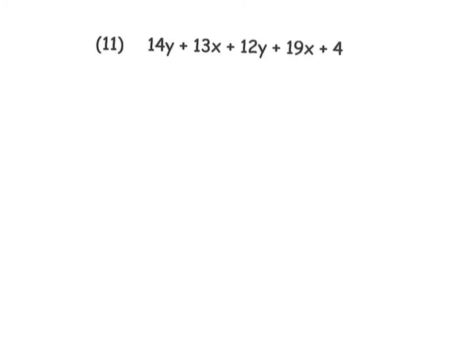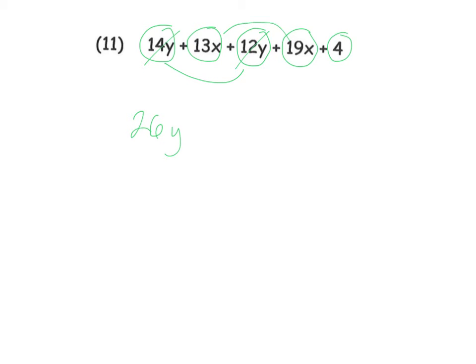Number 11, my terms are 14y, 13x, 12y, 19x, positive 4. So 14y and 12y are like terms. That's going to give me 26y. I've got a positive 13x and a positive 19x. That's going to be positive 32x. And then the 4, I don't have any like terms to combine that with. I got 26y plus 32x plus 4.